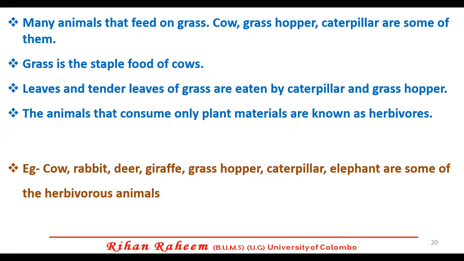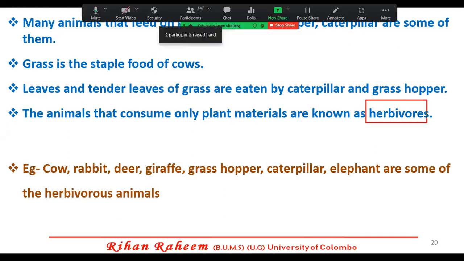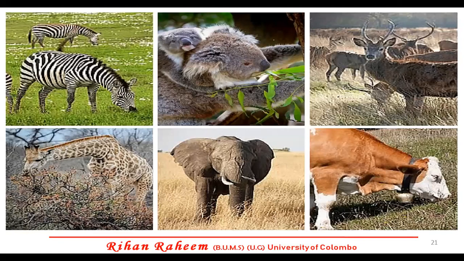The animals that consume only plant materials are known as herbivores. So they have given some examples for herbivores. Cow, rabbit, deer, giraffe, grasshopper, caterpillar, elephants, all those are herbivores. Then these are the pictures. So zebra is there, deer, cow, giraffe, elephants, the things which you know.